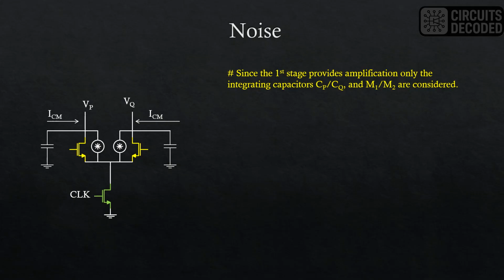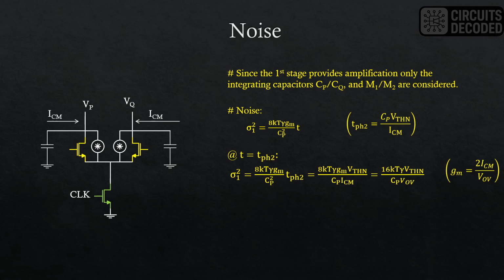Now, like the offset voltage, the noise is also mostly due to the first stage transistors and the sampling noise at the Cp and Cq capacitors. The variance of the MOSFET current noise is due to the noise current integrating on the capacitors and is given by this equation. Now I'll not go into the derivation of this as you can find it in the reference, but note that the variance increases with the integration time t. In the time duration tph2, the variance can be simplified as shown here. Here, VOV is the overdrive voltage of the NMOS transistor, which is given by VGS minus VTH, and gm is given by 2 ICM over VOV.